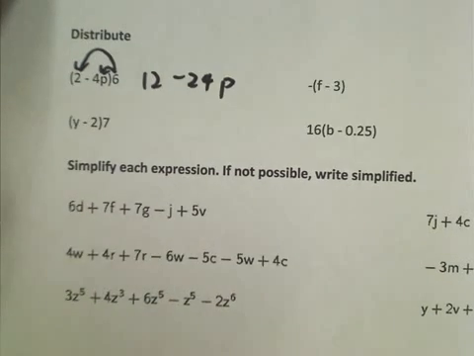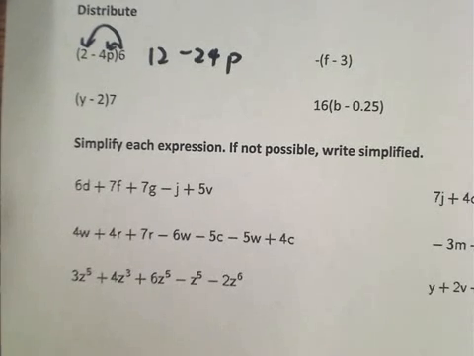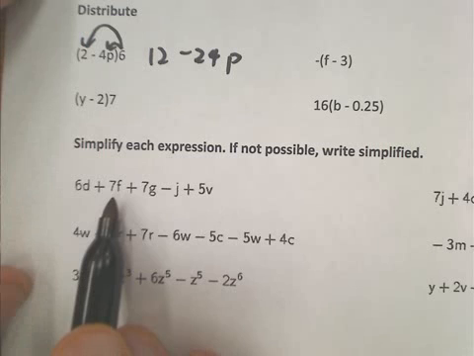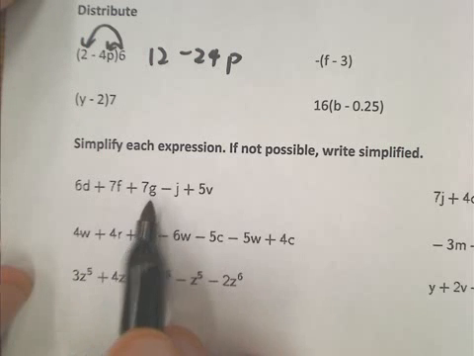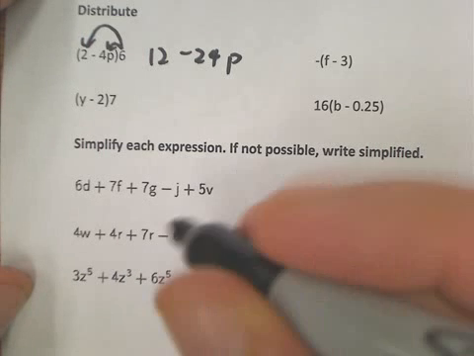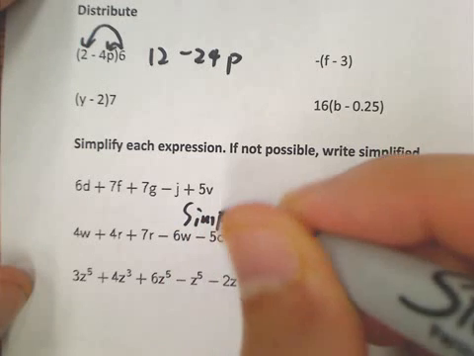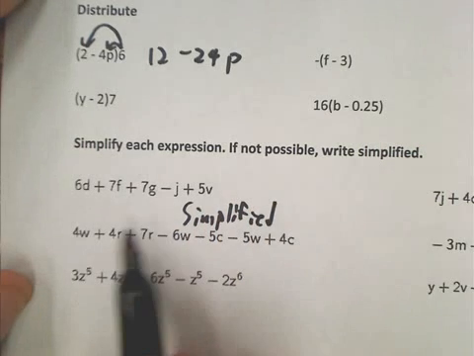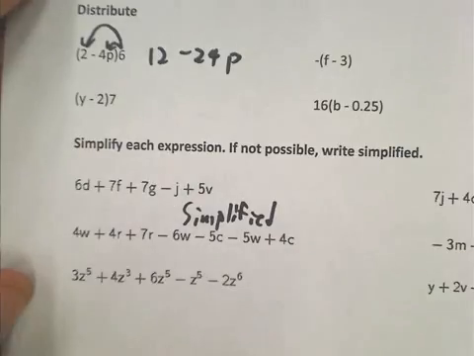Okay, and this next one here, simplify each, if not possible, write simplified. And as I look at this one, D, are there any other D's? No. F, any other F's? No. G, no. J, no. V, no. So I would just write simplified. Okay? Write something. Don't just leave it blank if there's nothing you can do. Write something there so that I know that you know what you're talking about.